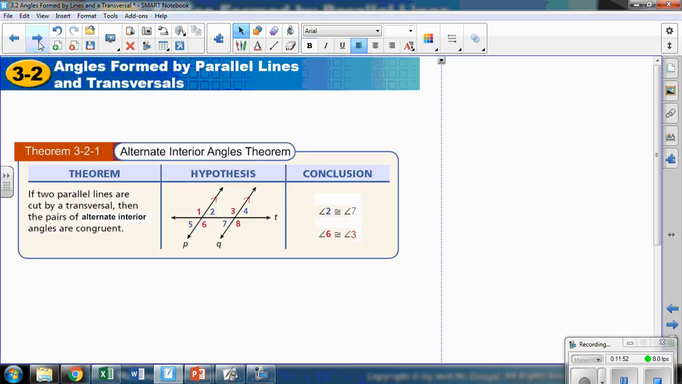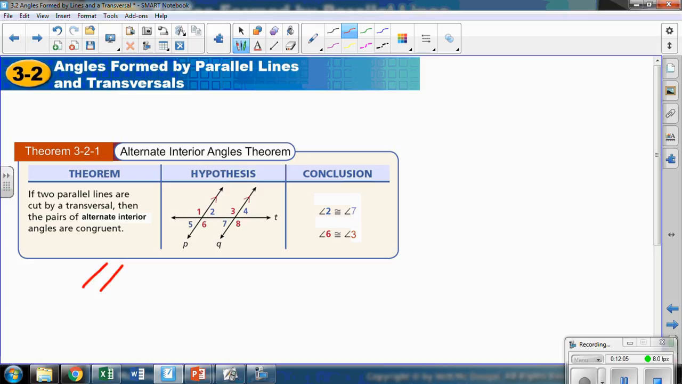The alternate interior angles theorem. This one, very similar in structure, tells us if we have parallel lines, then that will cause alternate interior angles to be congruent. Why? Why does this one have to be true?